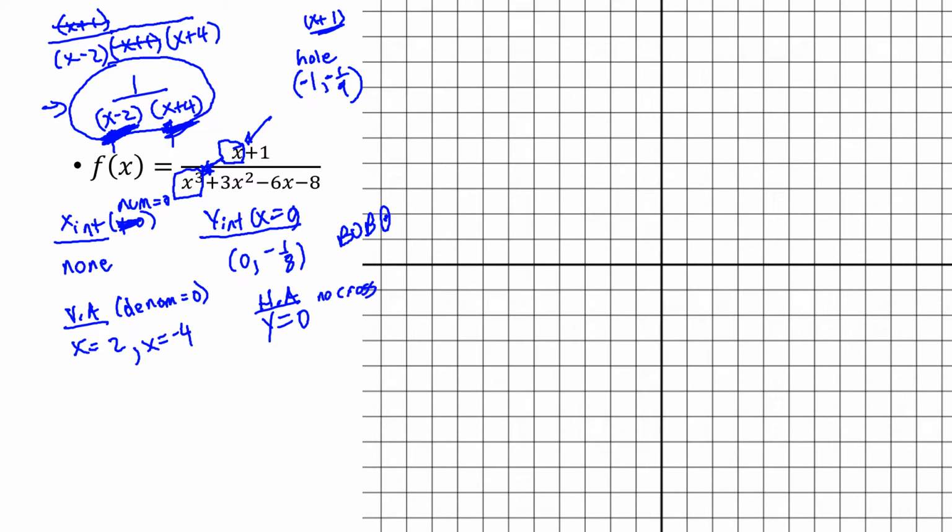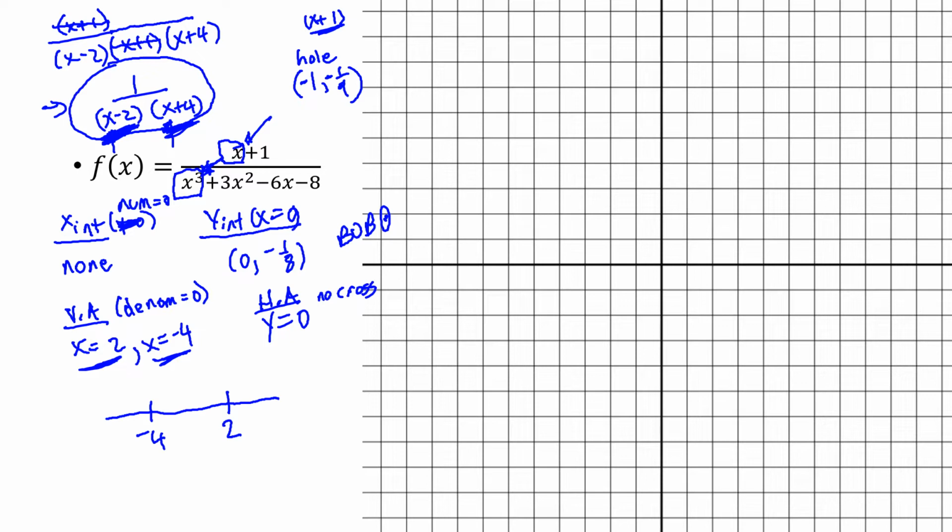So now the third step that we're going to do is to come up with our sign chart. On our sign chart, we're going to put anything that is an x-intercept or anything that's a vertical asymptote so that we can create our graph. So our x-intercepts, we don't have any. Our vertical asymptotes, we said we're at -4 and +2. So at -4 and +2, we're going to have vertical asymptotes.